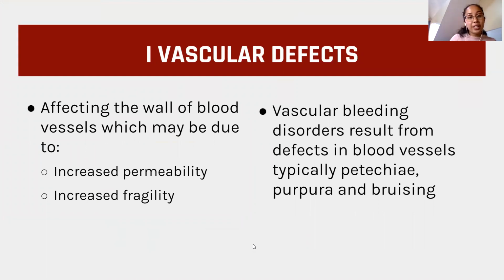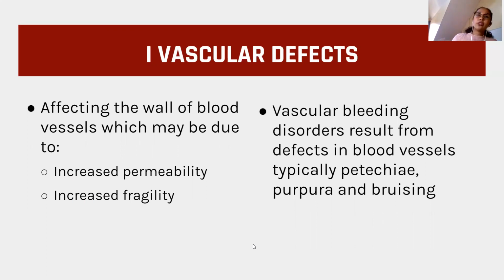So, pag vascular defects, primary or secondary hemostasis? Primary. Okay, so there's something wrong with the blood vessels. So either they have increased permeability or increased fragility. So when we say permeable, class, the different elements or materials could easily pass through the blood vessel. Vascular bleeding disorders result from defects in blood vessels.